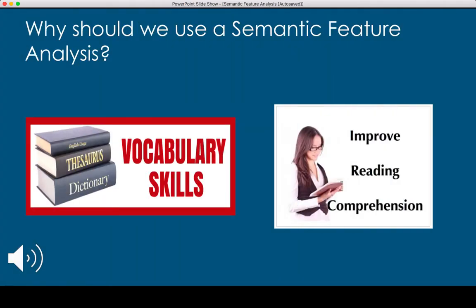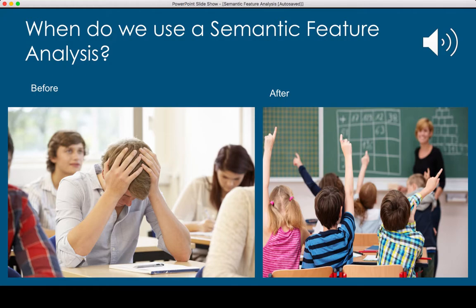The goal of the semantic feature analysis is to improve comprehension and vocabulary skills on a topic. This evidence-based practice helps students recall prior knowledge and make connections on the material we are learning now. By providing a visual component and breaking down a large concept into multiple clear, simple categories, it makes it easier for students to retain the information. Semantic feature analysis can be used before reading, during reading, and even after reading.